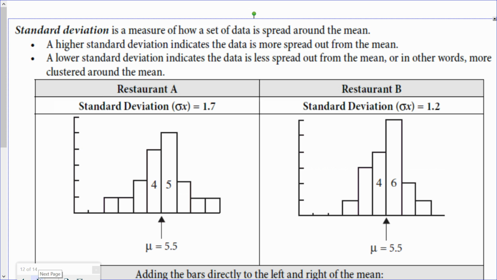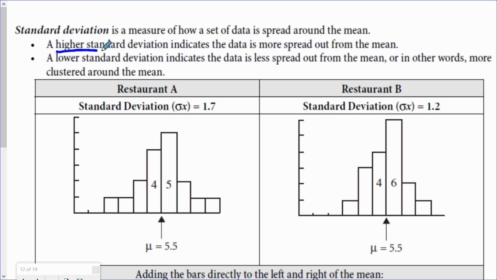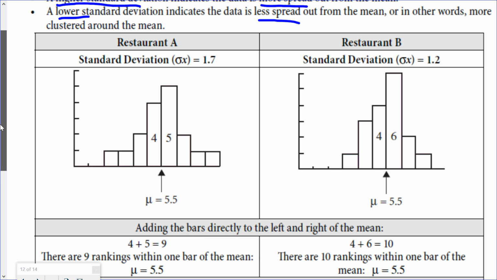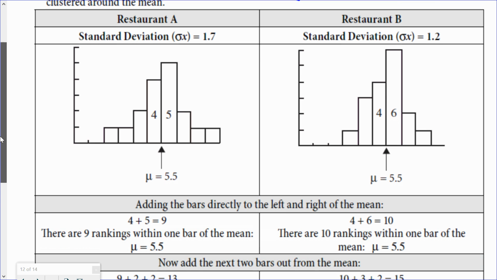All right, a couple more slides. We're getting close. So again, we've already talked about this, but just to see it again, because this is super important to understand: standard deviation is a measure of how a set of data is spread around the mean. So a higher standard deviation indicates that the data is more spread out, whereas lower is less spread out from the mean, or more clustered around the mean. So for our two restaurants, restaurant A and B, the data is more spread out for restaurant A and a little more clustered for restaurant B.